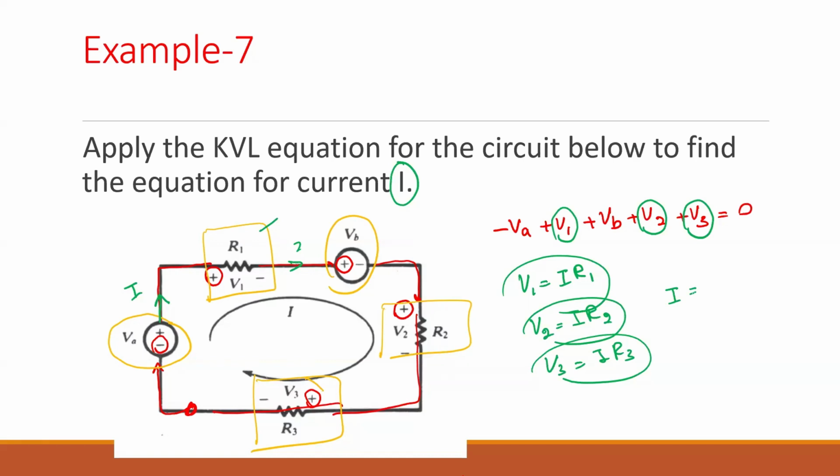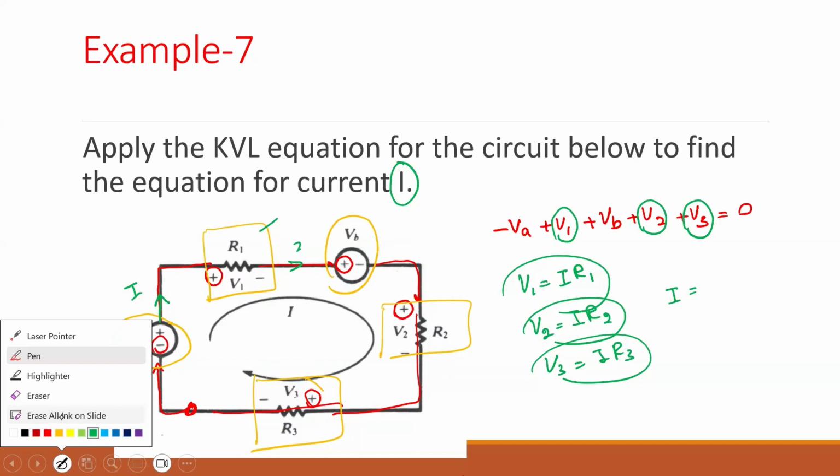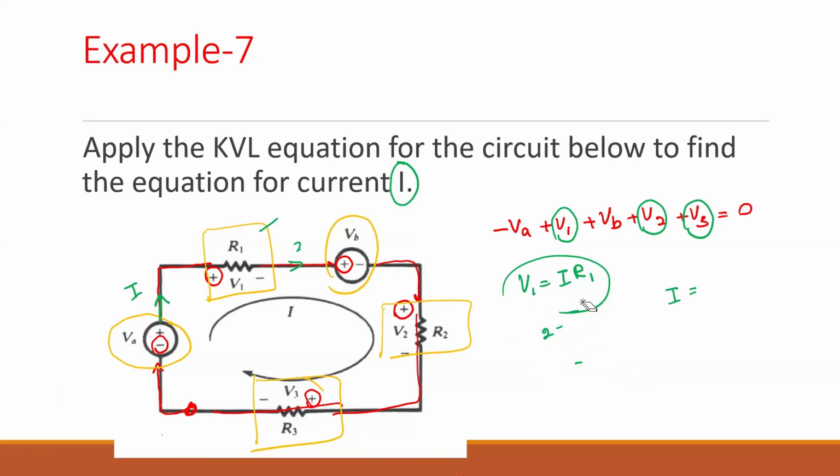What do we get? I got I equals VA minus VB over R1 plus R2 plus R3. Yes. Do you all get it? So if I take the V1 plus V2 plus V3, and then we have VB minus VA. So I just take this one to the end. So this is what we have. I just rearrange. This is equals to 0.